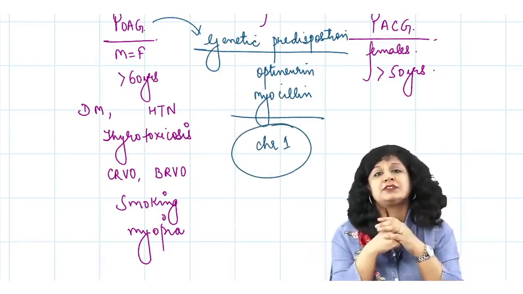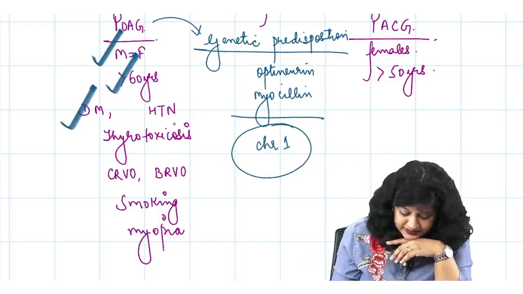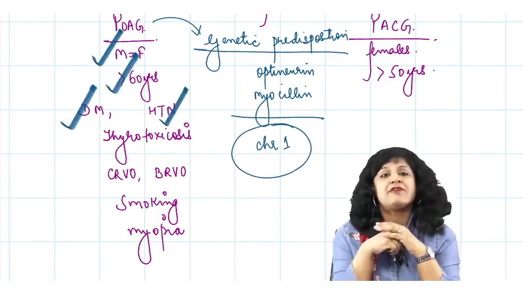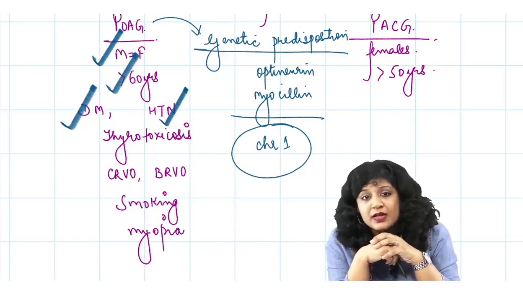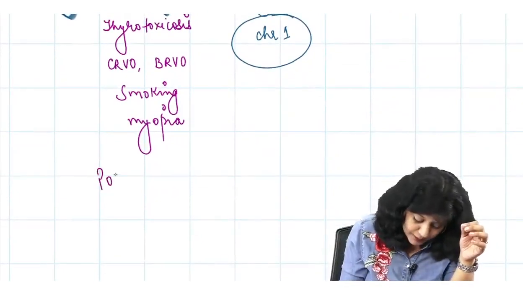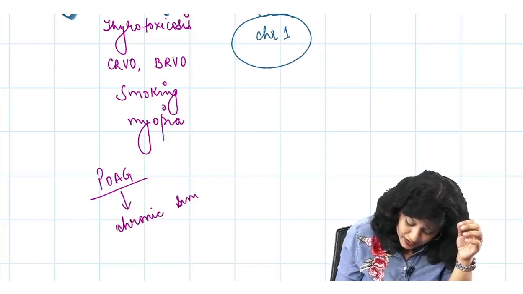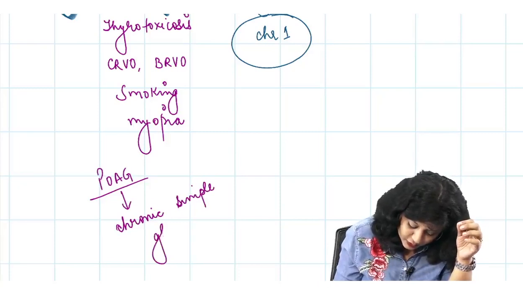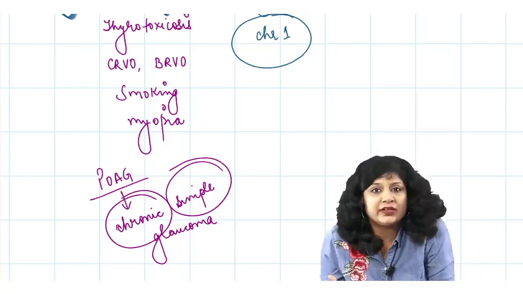So we have the risk factors. He is a male, more than 60 years, having diabetes, having hypertension. So I have enough risk factors to say that it's open angle glaucoma, because primary open angle glaucoma is also called chronic simple glaucoma. So basically it is not an emergency condition, it's not an acute condition.